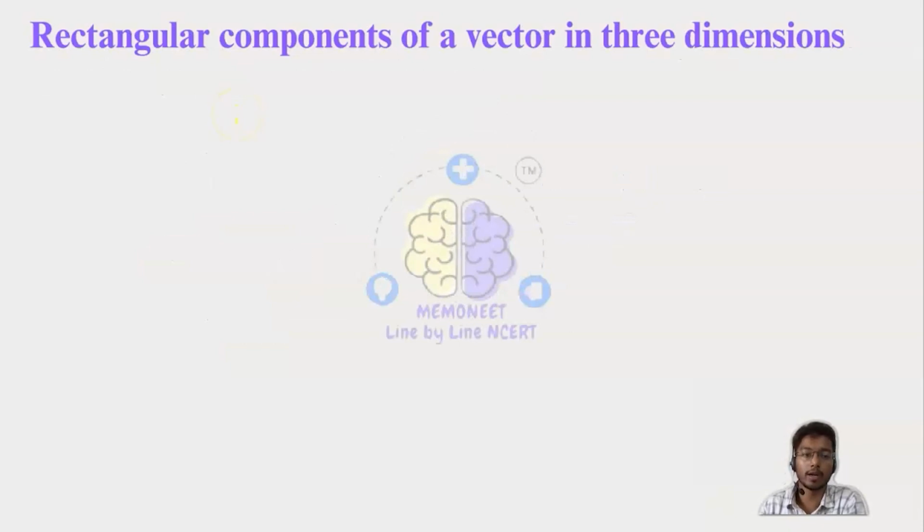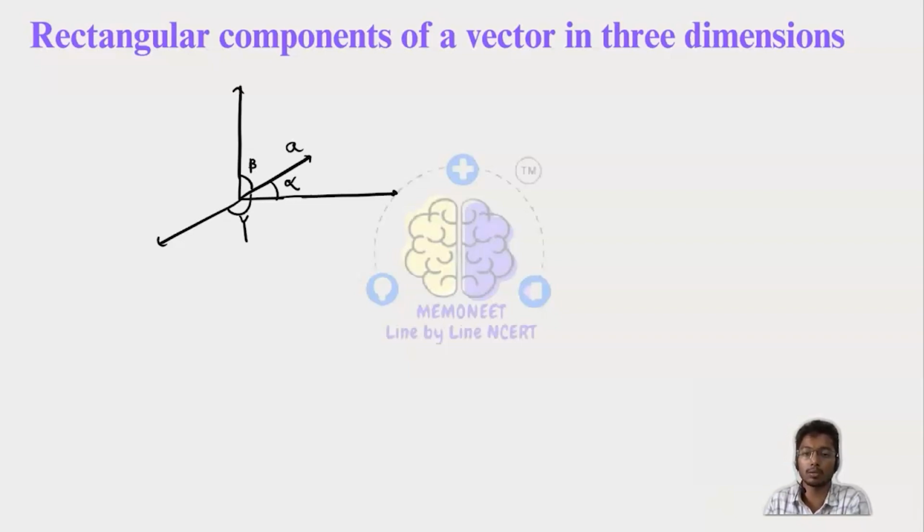Rectangular components in three dimensions. Let's say we have a three dimensional plane here, and we have another vector, this is A vector. It makes some angle alpha with the x-axis, beta with the y-axis, and gamma with the z-axis. So we have x, y, and z.